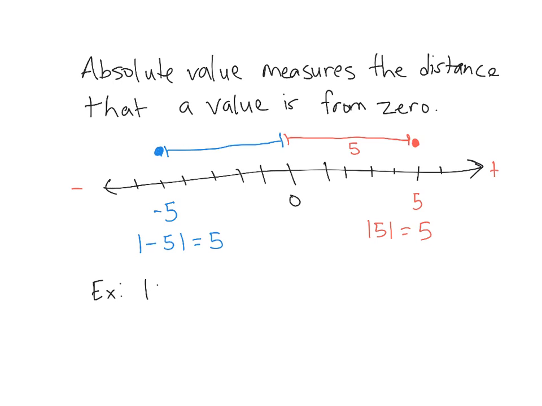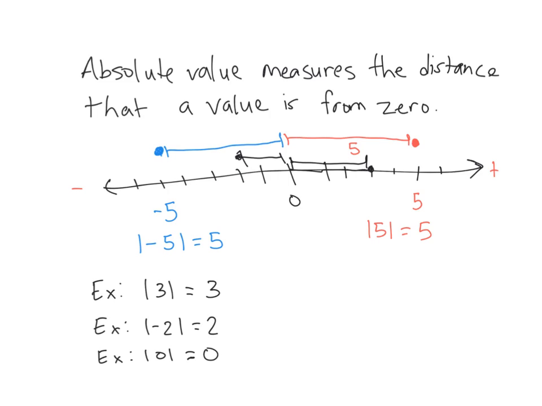So our rules in general are that if you have any positive number, for instance, say we have the absolute value of 3, it's just going to stay as whatever the number is, the positive 3. And that's because the number 3, which is right here, is 1, 2, 3 spaces away from 0. So that distance is 3. If we have any negative number, like say we have the absolute value of negative 2, it's going to turn it to positive 2 because that's 2 spaces away from 0. And if we have the absolute value of 0, it's just going to stay as 0 because 0 is exactly on 0. So the distance from 0 is 0.